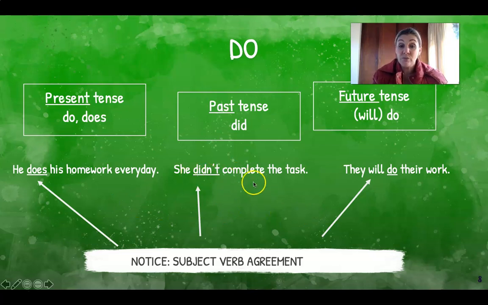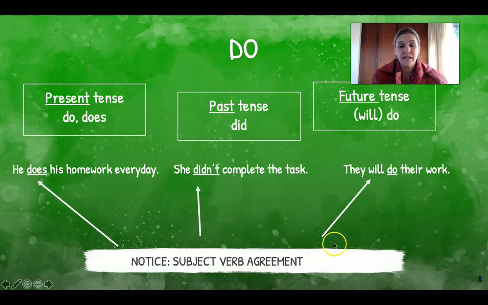Okay, she did complete, so there it's helping. She didn't complete, or she did complete. Here, it's the main verb. He does his homework every day. And in this one, they will do their work, also the main verb, but as you can see, we've got will do as future tense.